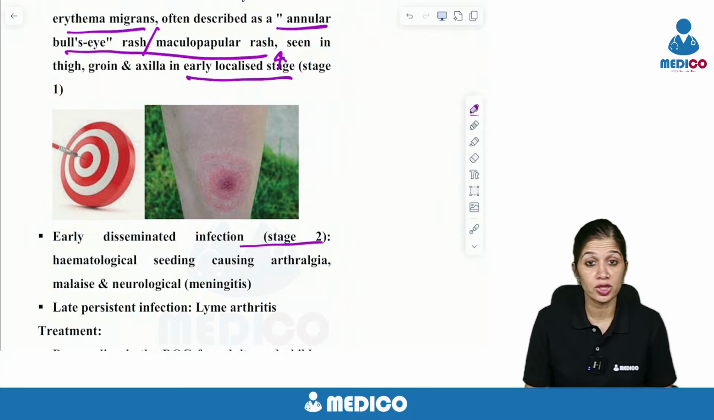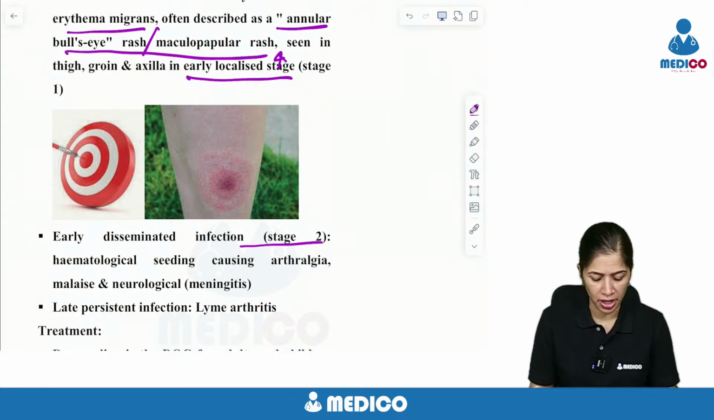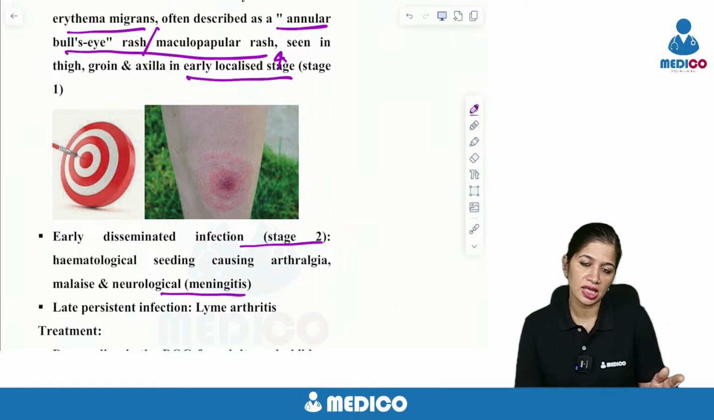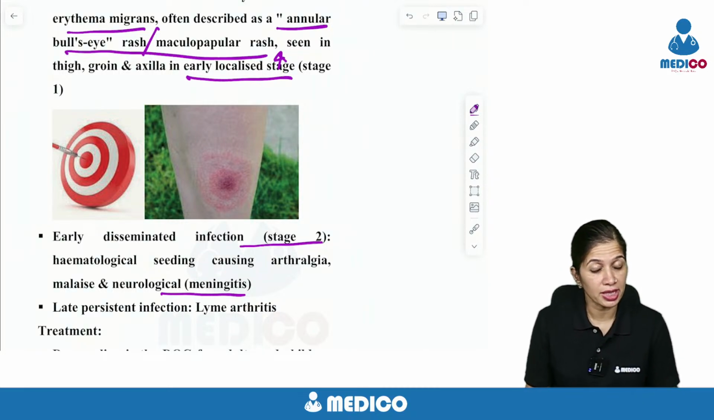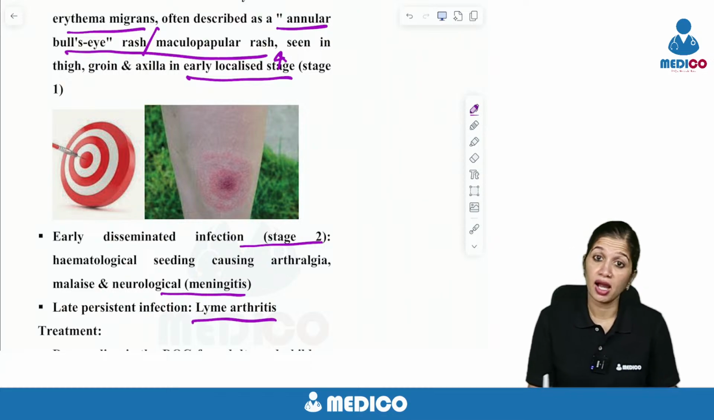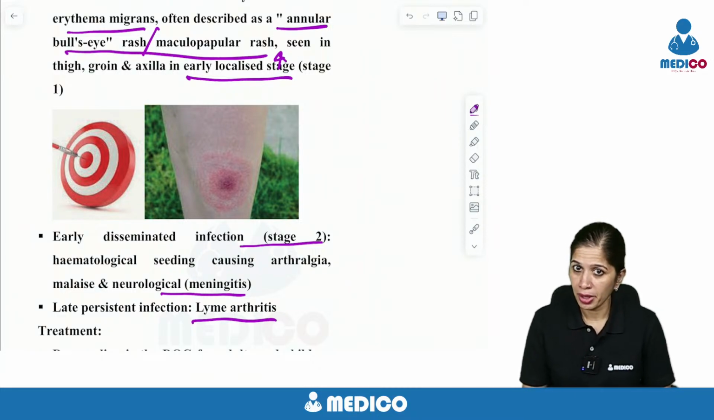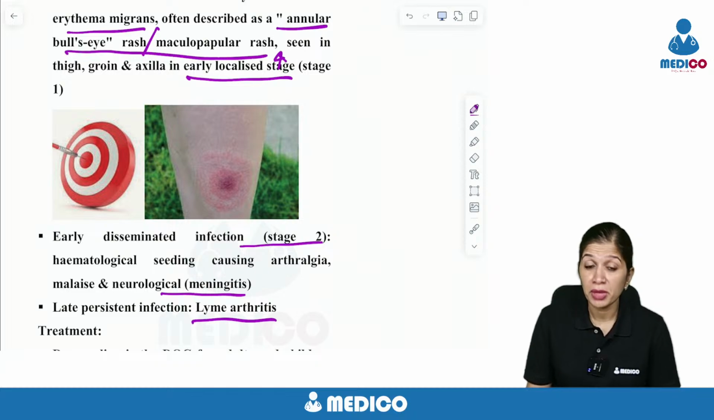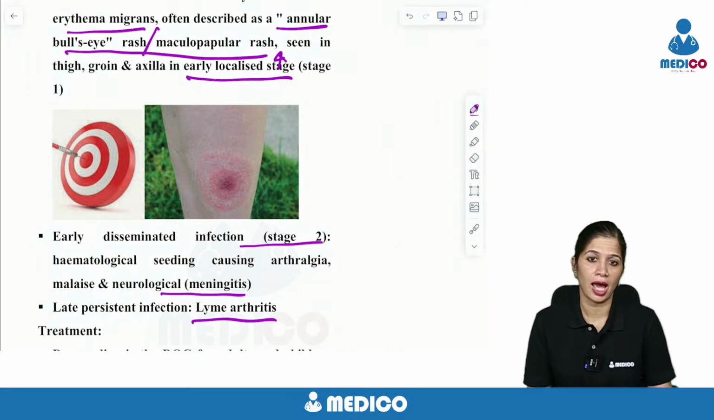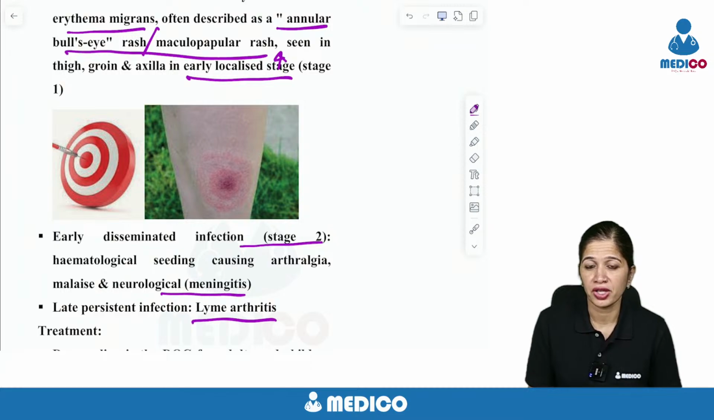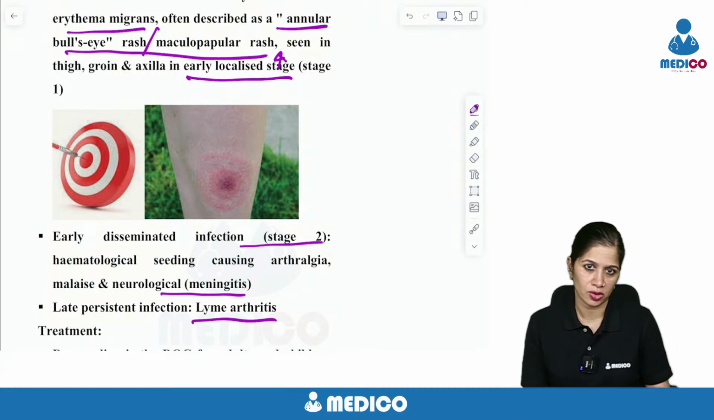So there has to be hematological seeding that results in arthralgia, malaise and some neurological manifestations like meningitis. So there is some seeding happening that's causing arthralgia, malaise and meningitis, that is early disseminated. Late persistent is when the arthralgia becomes Lyme arthritis. So the early localized is erythema migrans. Then the early disseminated is when there is dissemination resulting in arthralgia and some degree of meningitis as well can happen. And the late persistent infection is when the arthralgia becomes an arthritis, okay?